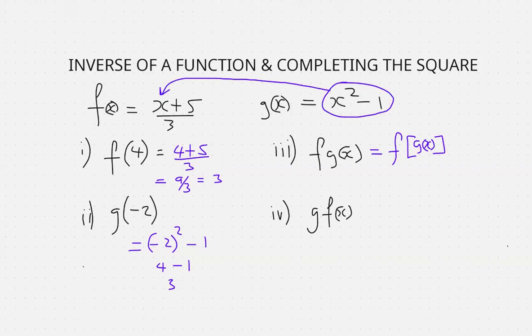So that simply means that if I see an x over here, like right there, I'm going to put this thing right there. Okay, so I'm going to end up with x squared minus 1.